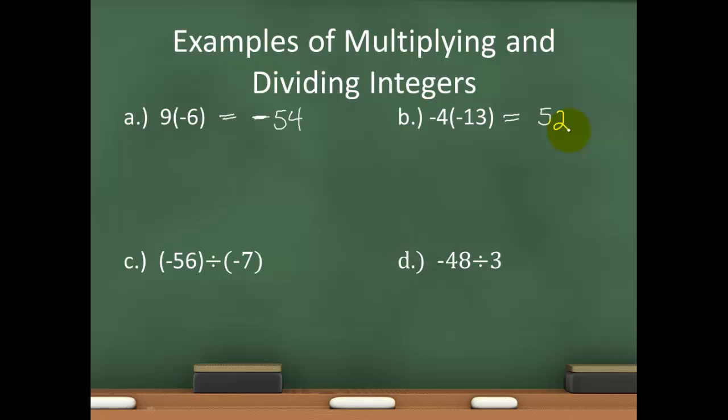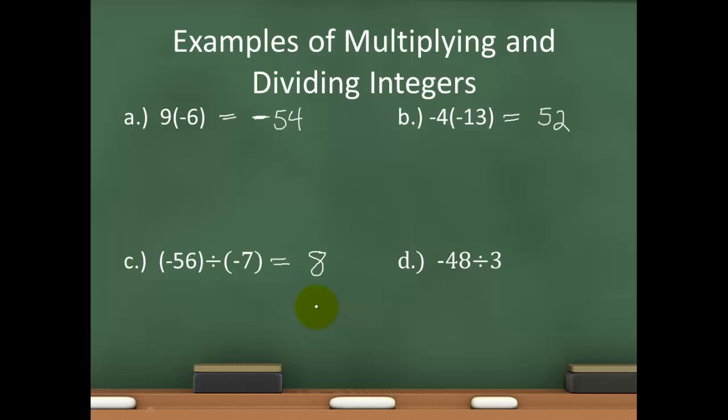Let's go to part C. I have negative 57 divided by negative 7. Notice the signs are the same, so when I divide, my result is going to be positive. And 56 divided by 7 is the same thing as 8. So I get positive 8 as my solution.